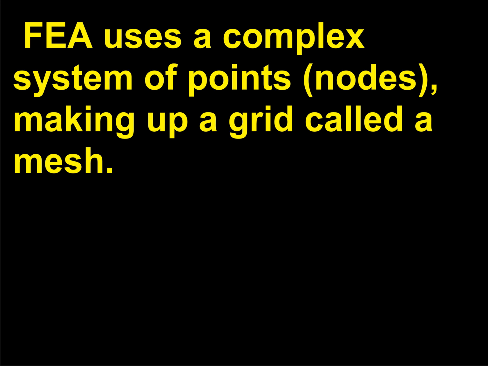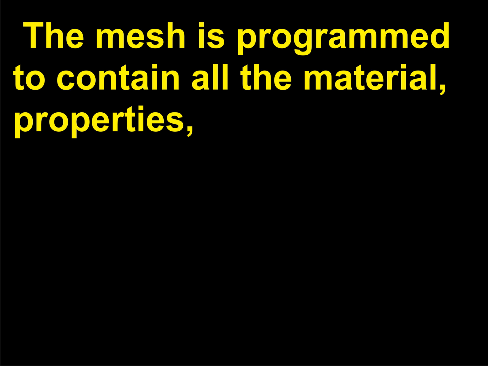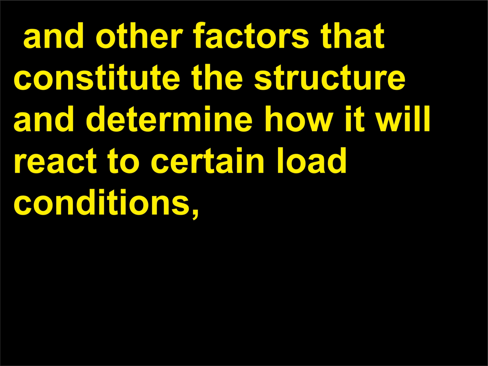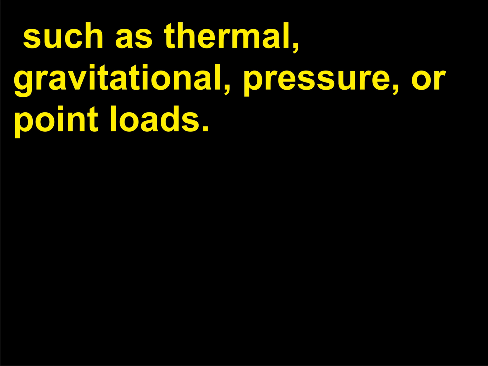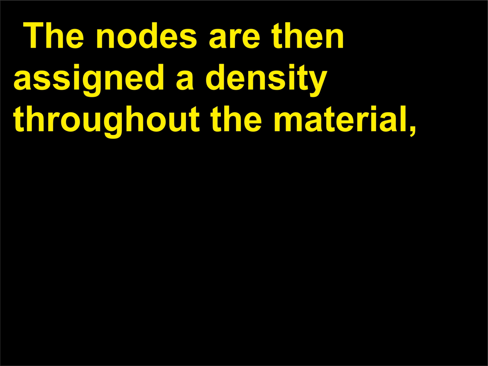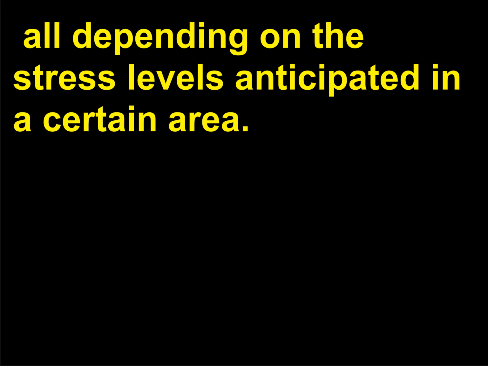FEA uses a complex system of points, nodes, making up a grid called a mesh. The mesh is programmed to contain all the material properties and other factors that constitute the structure and determine how it will react to certain load conditions, such as thermal, gravitational, pressure, or point loads. The nodes are then assigned a density throughout the material, all depending on the stress levels anticipated in a certain area.